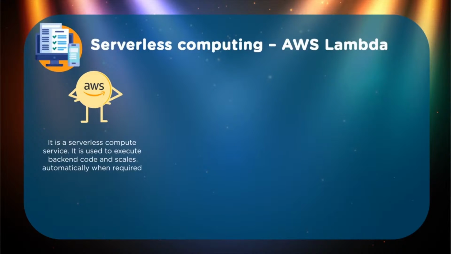Next up, we have serverless computing services. AWS has Lambda. It is a serverless compute service that lets you run your code without provisioning and managing servers. You only pay for the compute time you use. It is used to execute backend code and scales automatically when required.